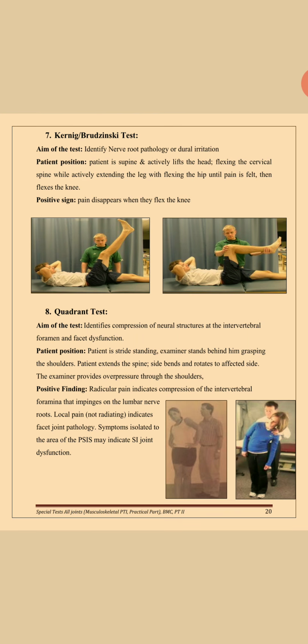Positive finding: radicular pain indicates compression of the intervertebral foramina that impinges on the lumbar nerve roots. Local pain, not radiating, indicates facet joint pathology. Symptoms isolated to the area of PSIS may indicate SI joint dysfunction.